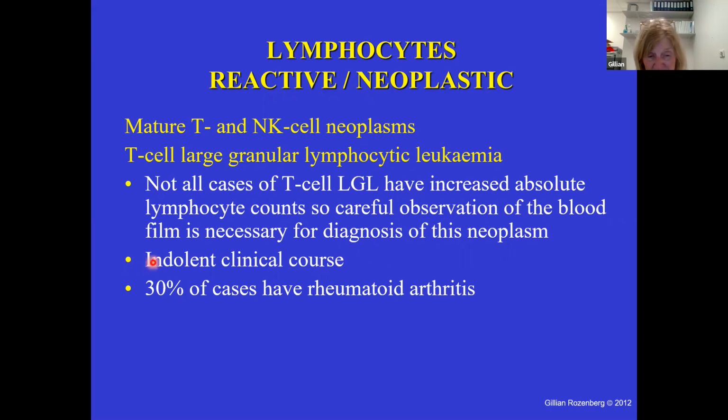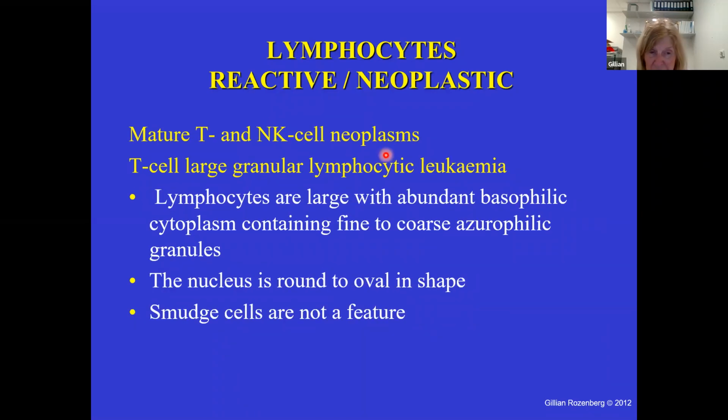They have a very indolent clinical course. They can go on for a long time, and 30% of cases will have rheumatoid arthritis. The lymphocytes are large with abundant basophilic cytoplasm containing fine to coarse eosinophilic granules. The nucleus is round to oval in shape, and smudge cells, interestingly, are not a feature of this neoplasm.